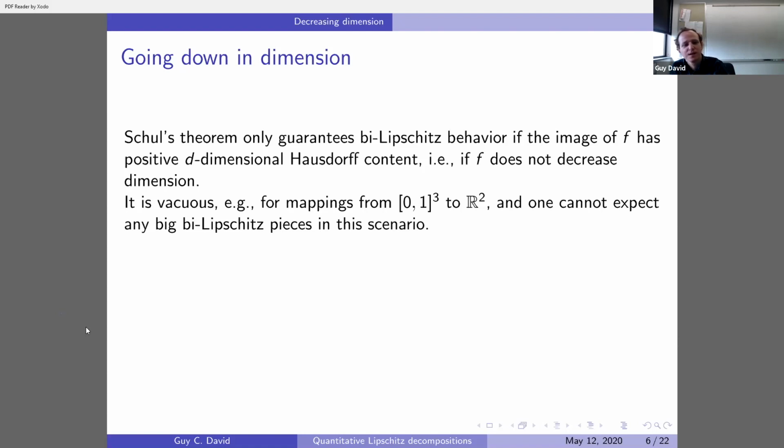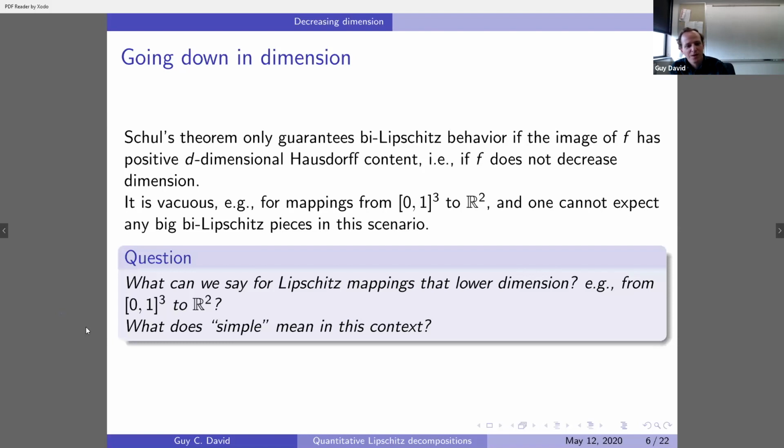Okay. So the main question here is, what can you say for Lipschitz mappings in this context, right? Can you decompose a Lipschitz mapping, say, from R3 to R2 into simple pieces plus an arbitrarily small garbage set? And I guess the first question before that is, what does simple mean? Because it does not mean bi-Lipschitz. Right?